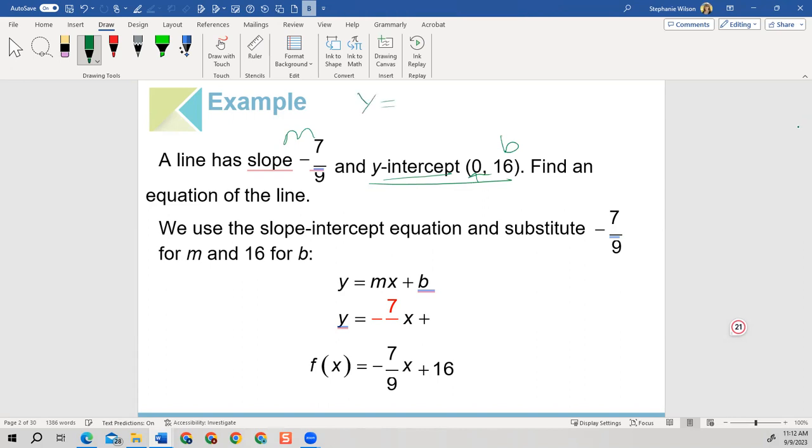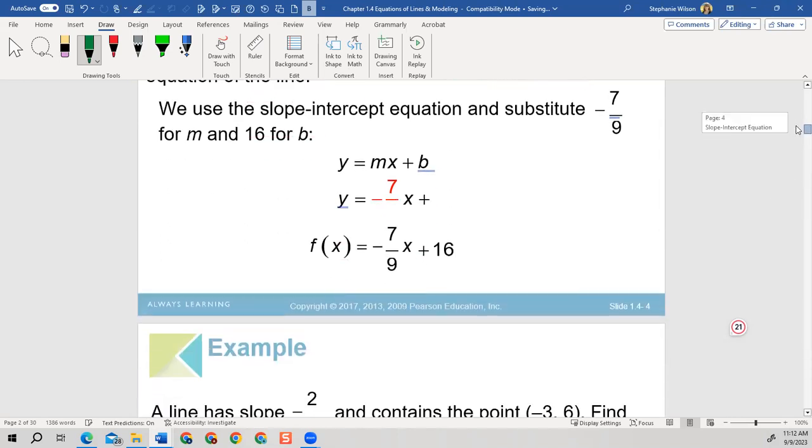Now I got y is equal to the -7/9 x. And since b here is positive, we're going to say plus 16. But we can also write it in a function notation and call it function's name x, or f of x. And then we have our formula written, our equation, and our function.